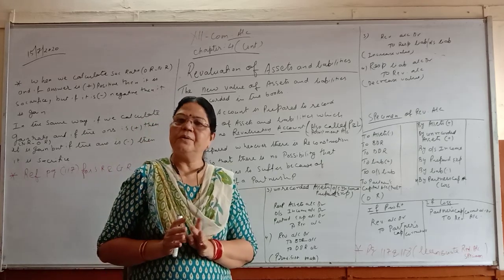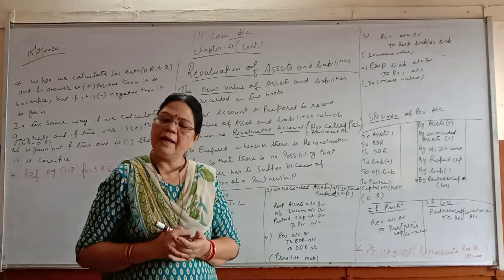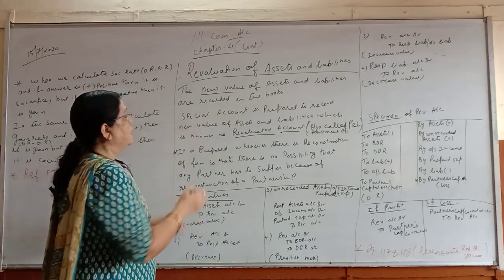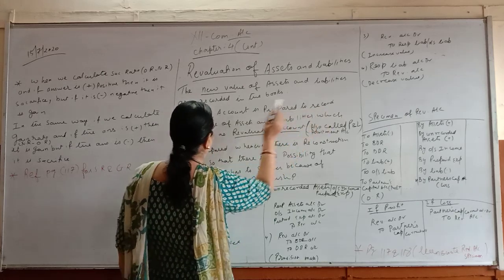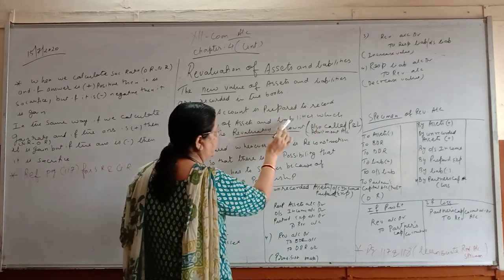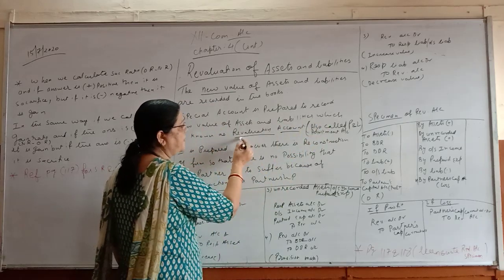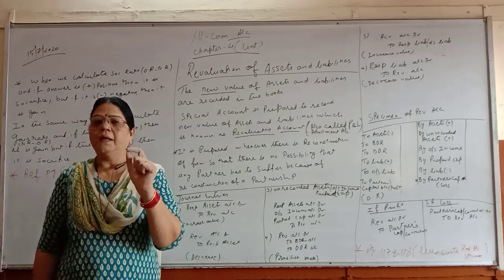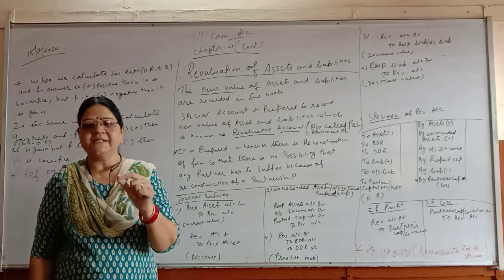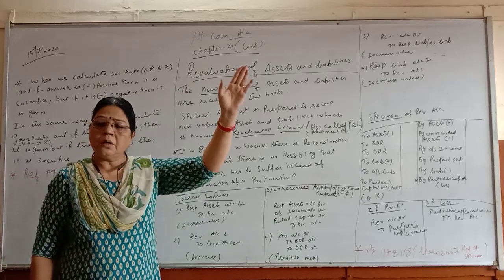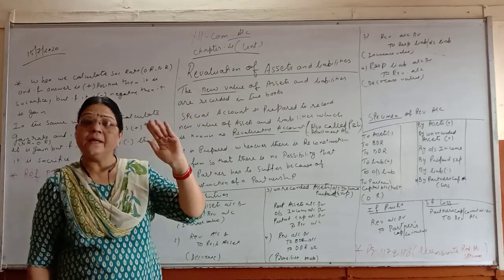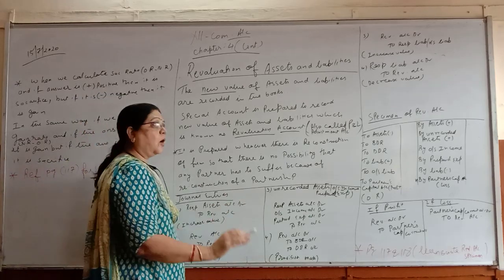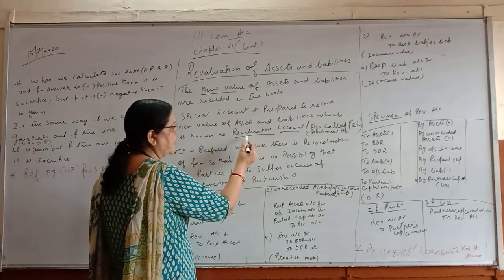So here I want to tell you that the value of the assets and liabilities are recorded in a special account. A special account is prepared to record the new value of assets and liabilities, which is known as the revaluation account. The new value may be more, an increase, or less, a decrease in the value. All that increase and decrease we are going to record in the special account known as the revaluation account.